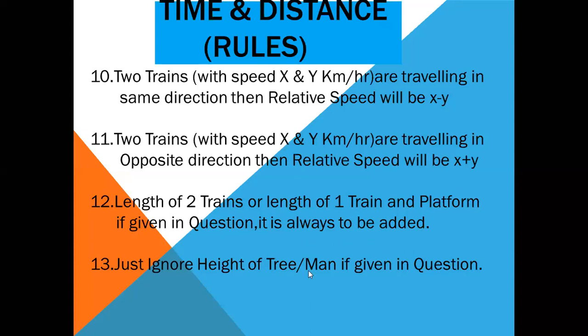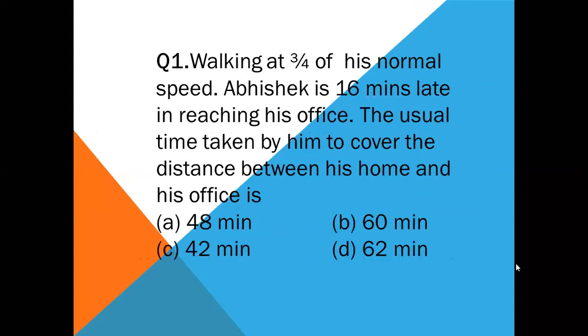Okay. And just ignore the height of the tree or the man if given in the question. Because if a train is crossing a man or a tree, the height of the tree or the height of the man is negligible as compared to the length of the train.